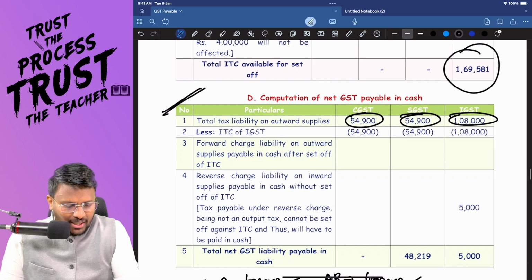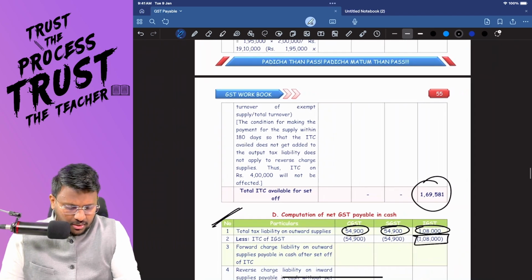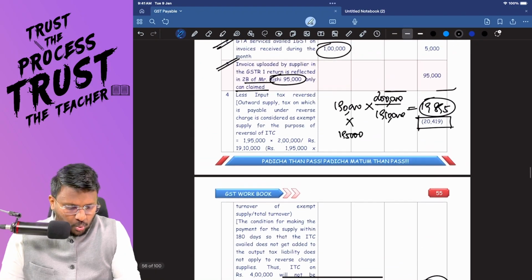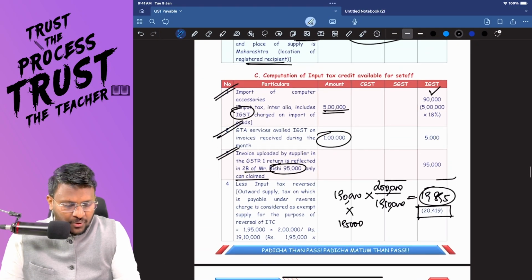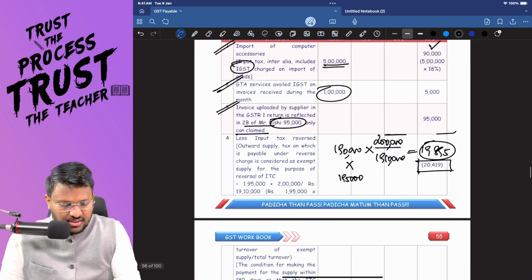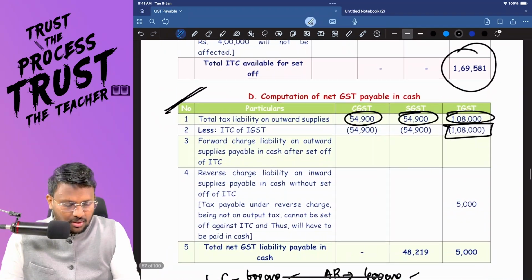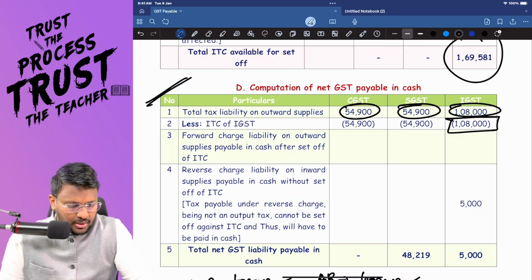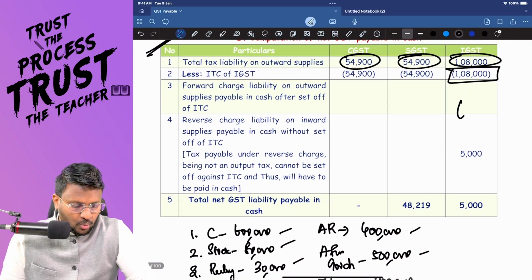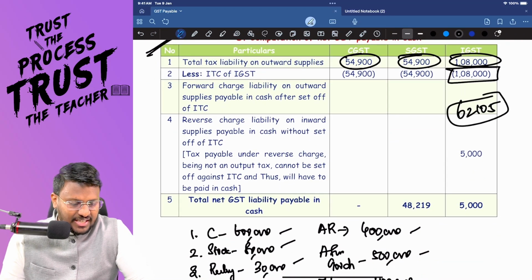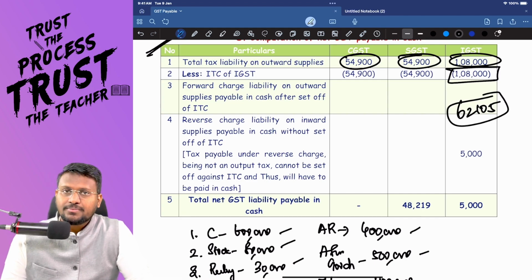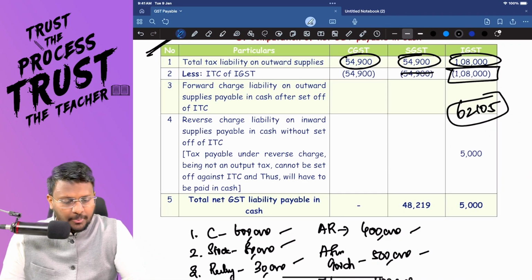So, sir, the IGST payable is 1 lakh 8,000. How much rupees is the total IGST credit? 70,105 is the IGST, so that you can set off against the 1,08,000. So how much balance will be coming? 62,105? Okay. SGST payable is 54,900. Is there any SGST credit? No, sir. So that will become ultimately payable.